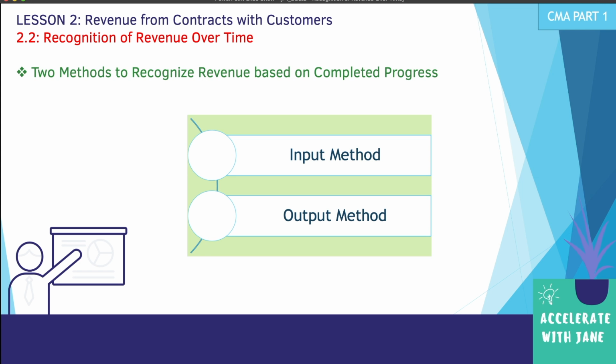So actually, in determining which method to use in measuring completed progress, we should use judgment, okay? When we say judgment, we need to apply our critical thinking skills to determine which method best reflects the transfer of promised goods or services. And also, it's important that we should be consistent in applying the method.